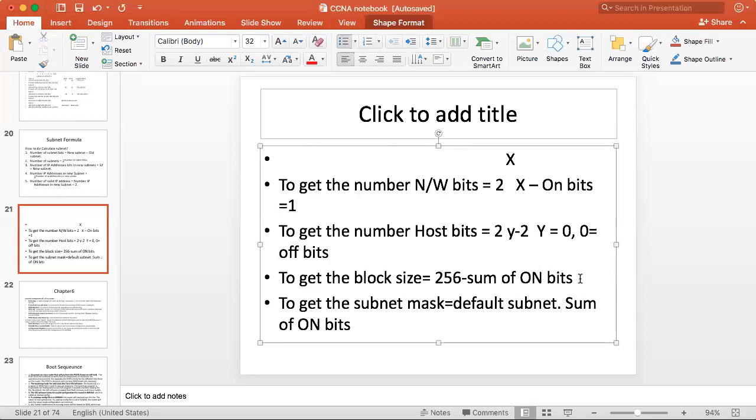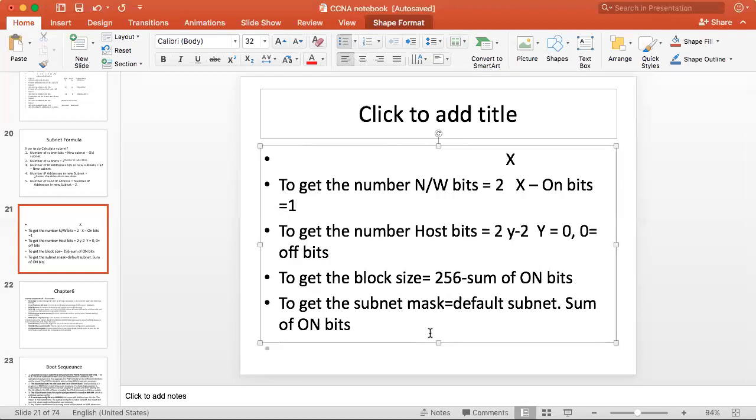So these are basically the 4 formulas. 2 to the power x is the formula to get the number of on bits. 2 to the power y minus 2 is to get the number of host bits. To get the block size, 256 minus sum of on bits. And to get the subnet mask, default subnet mask dot sum of on bits.